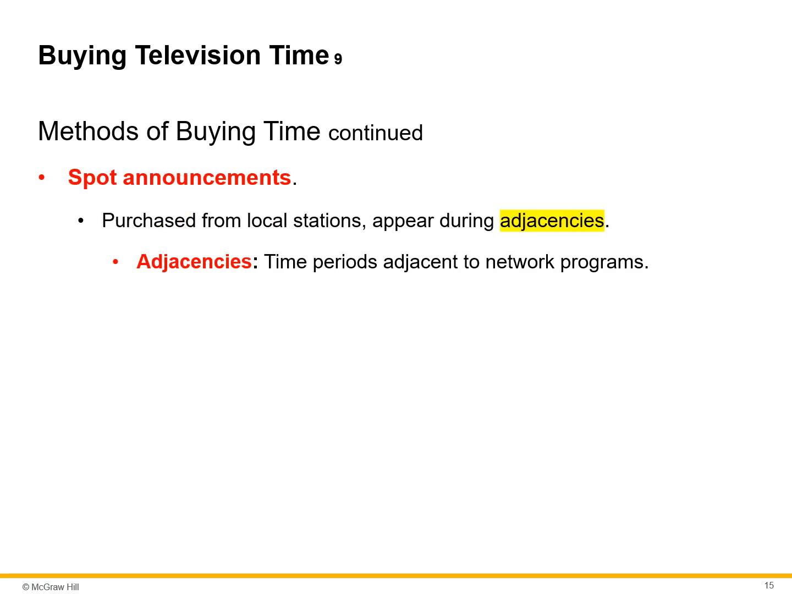Okay? Spot announcement is another way to buy. You purchase from local stations during adjacencies. Remember what's adjacency? Adjacencies are the time periods adjacent to network programs.